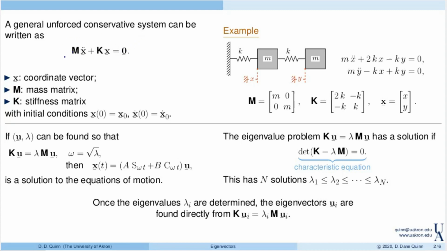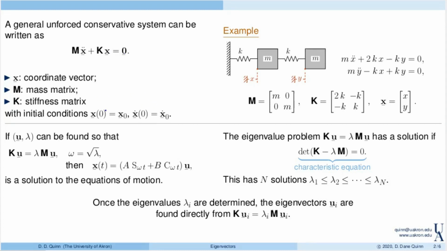So we write them in the following way. We have a mass matrix M. We have a coordinate vector x, right? So x double dot is the acceleration vector, plus a stiffness matrix, K, times the coordinate vector x equals 0. Again, unforced, general linear system. And of course we have initial conditions.